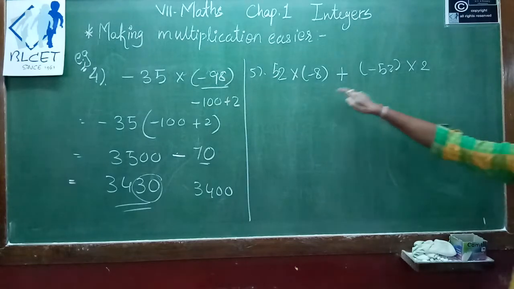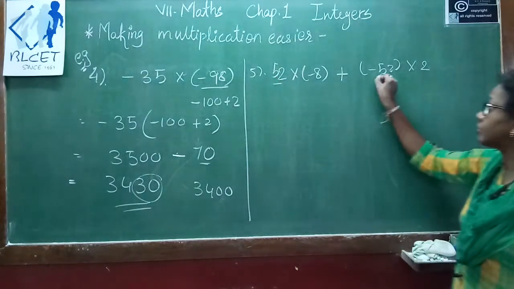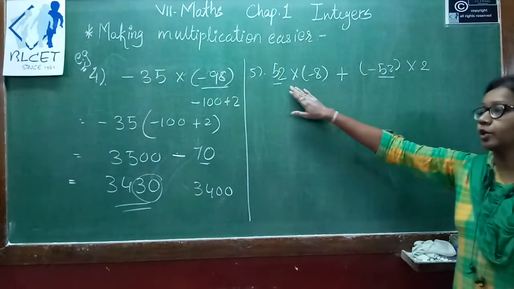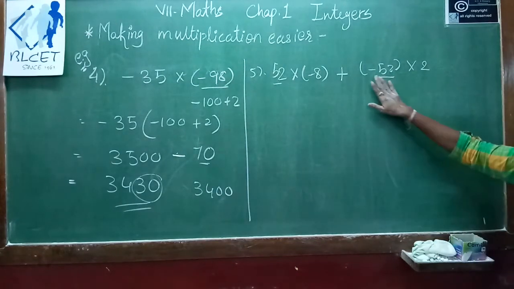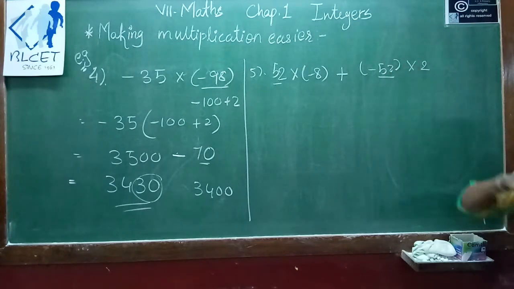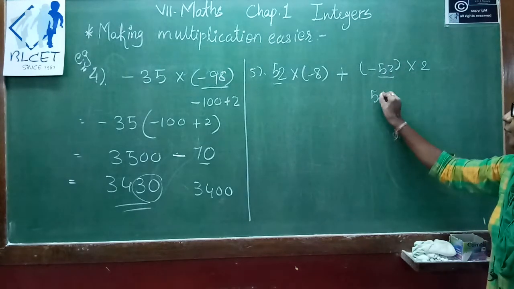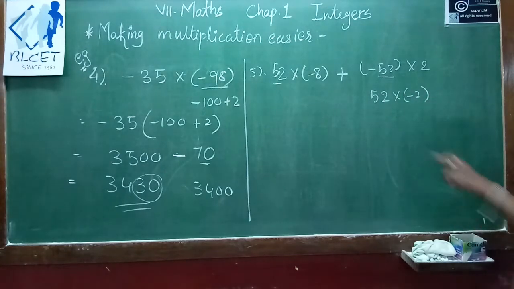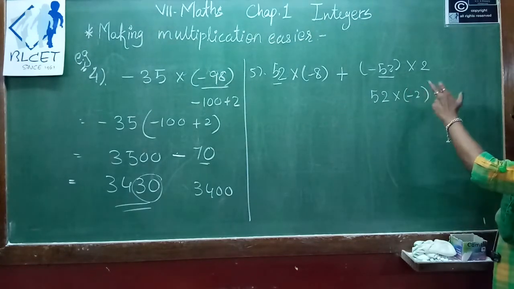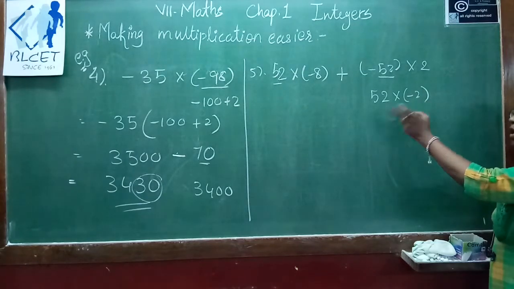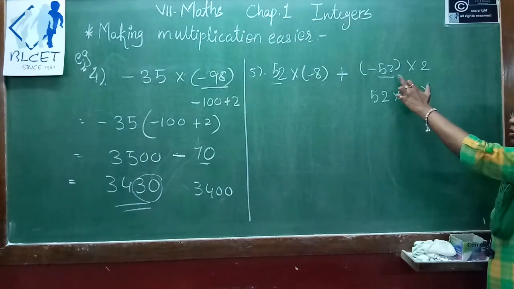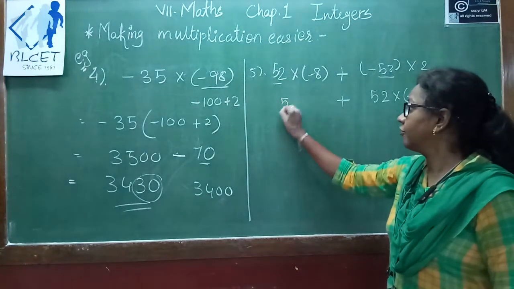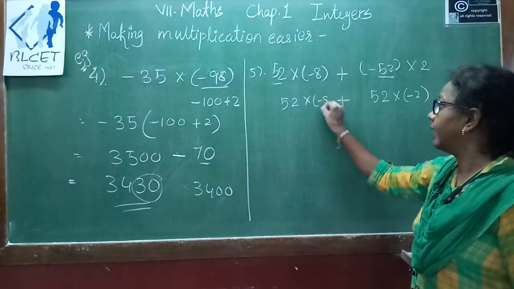So here, if you see the question, 52 is common in both. But the problem is, here the 52 is positive, here 52 is negative. This we can write like this, 52 multiplied by minus 2. As we have seen, the answer remains the same whether you write 52 negative or 2 negative. So in place of this we can write this one. So this is the 52 into minus 8.